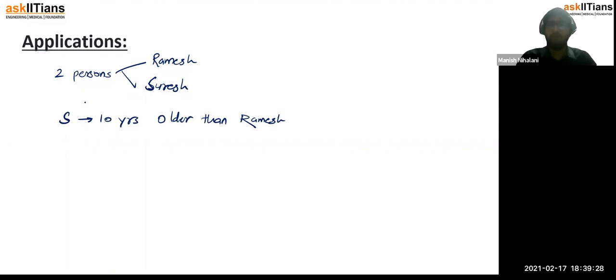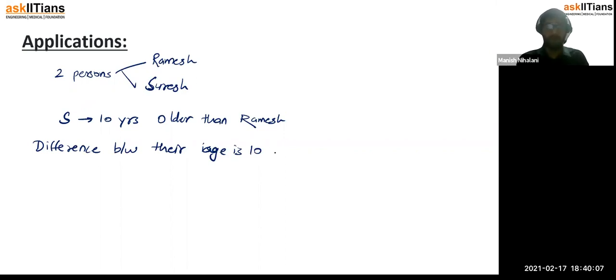In that case, we would be interested in knowing how the ages of Ramesh and Suresh are related, and how we are going to represent and find their exact ages, right? So we can clearly say that the difference between their ages is 10 here, because Suresh is 10 years older than Ramesh, so Suresh's age minus Ramesh's age is just 10 years, right?